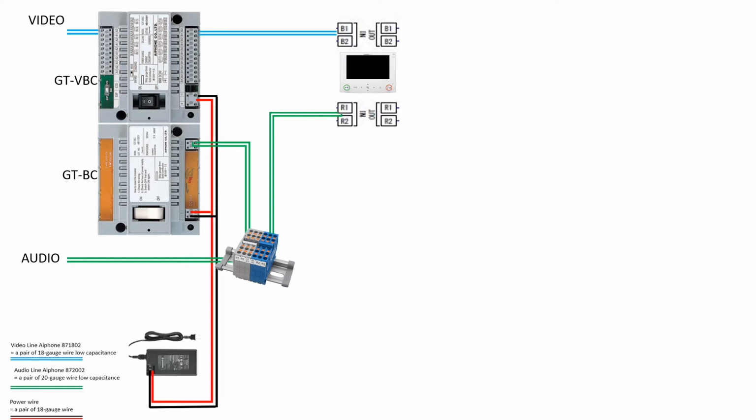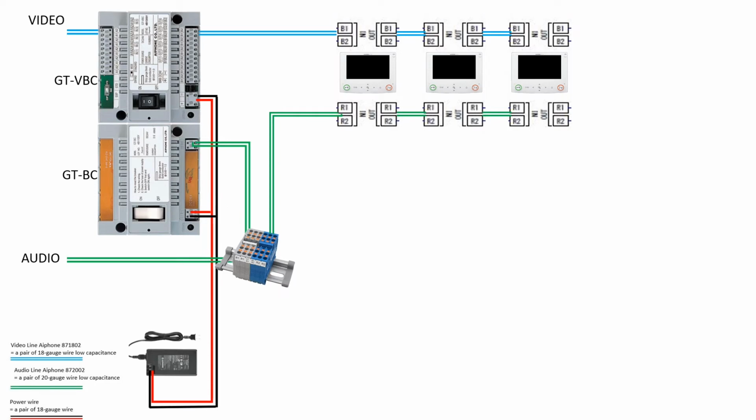Then we'll add our video trunk line. We'll take B1 and B2 from the GT VBC and run it over to B1 and B2 of our first tenant station. Now, if you notice, B1 and B2, R1 and R2 have inputs and outputs. All we need to do is start adding more tenant stations to the output, and every station we add, our trunk line grows. The important thing to know is you cannot exceed 25 apartments on an individual trunk line.